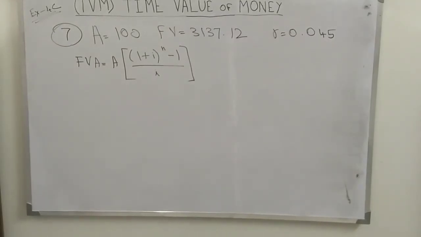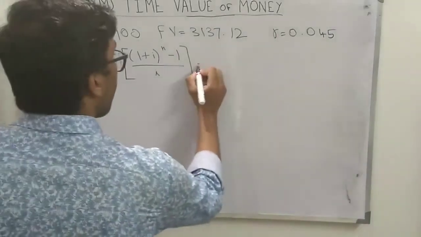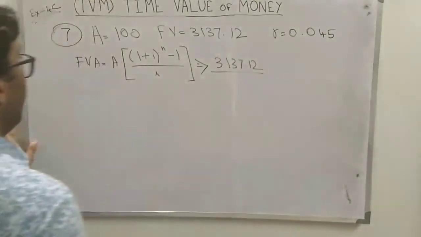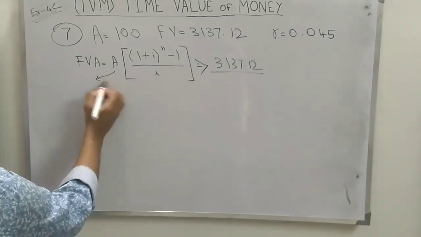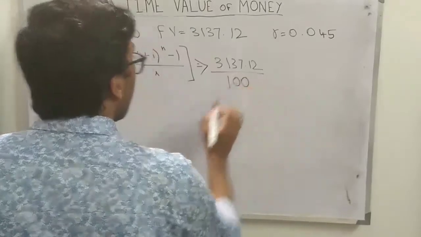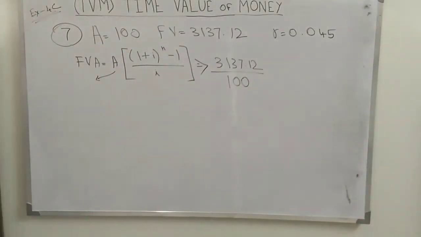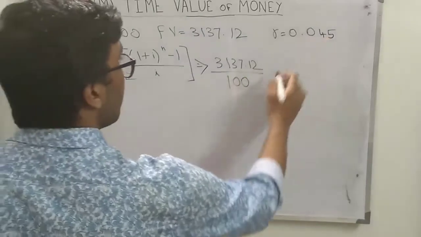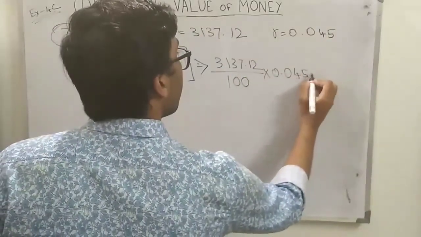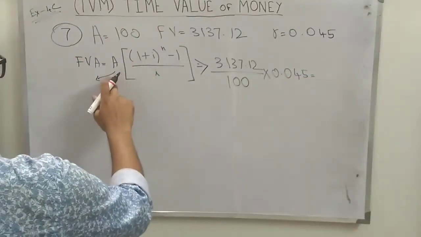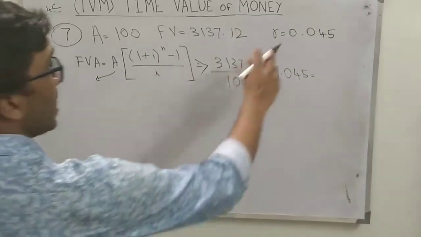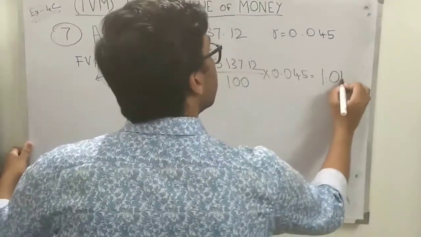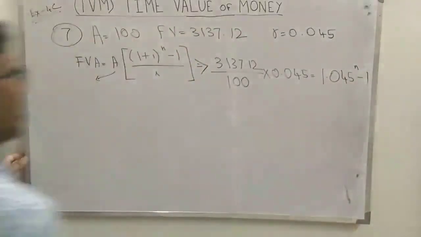Now n is not given, that means we will calculate like this. See, FVA is given, that means 3137.12 divided by A, A will come over here, that means by 100, and this I over here will also get cross multiplied with FVA, that means 0.045 is equal to this 1 plus I to the power n minus 1. So 1.045 to the power n minus 1.